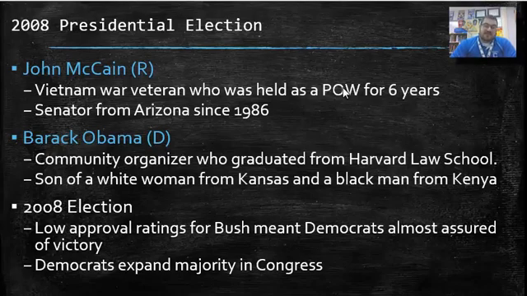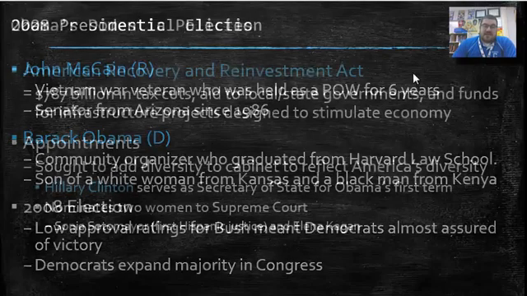The Republicans under Bush have not been faring very well, and he has very low approval ratings, which means that the Democrats are almost assured of victory in November. And they also expand their majority in Congress.